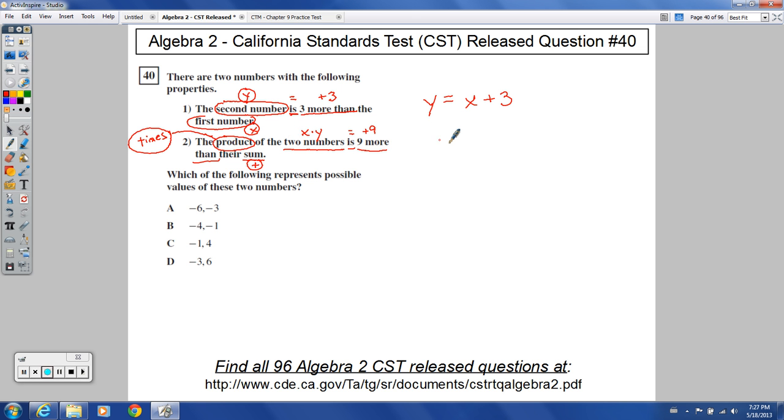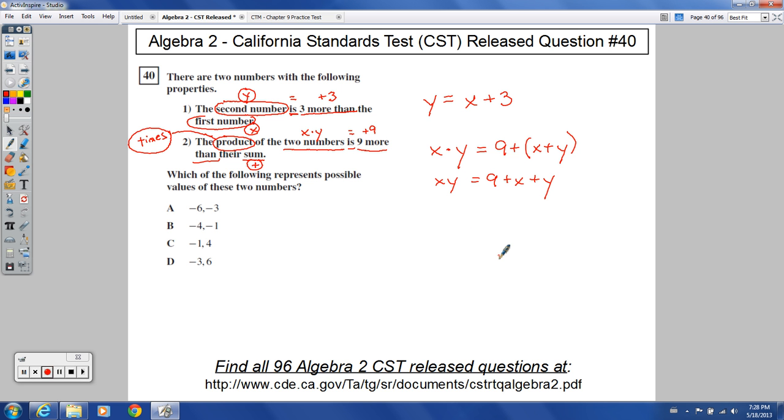And so let's make that into a mathematical sentence with the variables and the numbers. The product of the two numbers, x times y, equals 9 more than their sum. 9 more than their sum would be x plus y, those two things added together. I can write this in a more simplified way. I can get rid of the dot in between, and I can get rid of the parentheses as well: xy equals 9 plus x plus y.